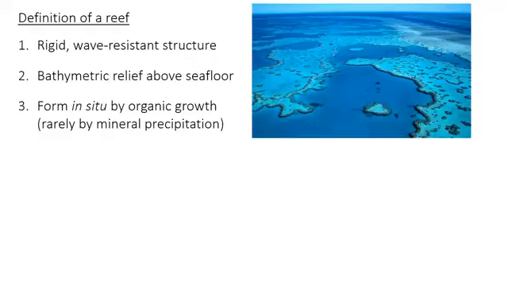So the geological definition of a reef may differ from other fields, like the biological definition of a reef, for example. Geologically, a reef must be a rigid, wave-resistant structure. It must have bathymetric relief above the seafloor, or it must stick up above the seafloor. And finally, it must be formed in place by growth, trapping, or binding of sediment by organisms. So what that means is that a reef can't just be a pile of sediment built up by energy. It has to be built there in place by organism activities.